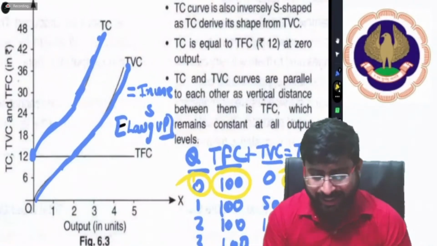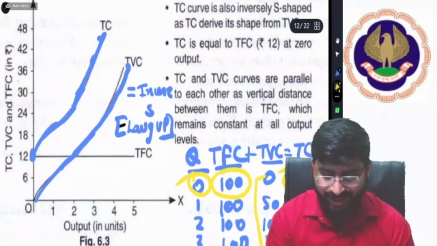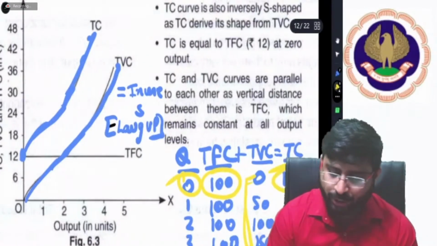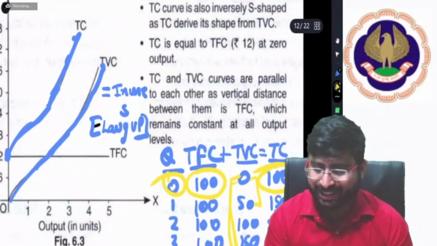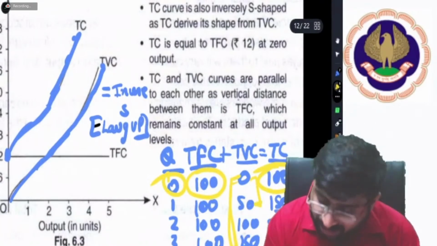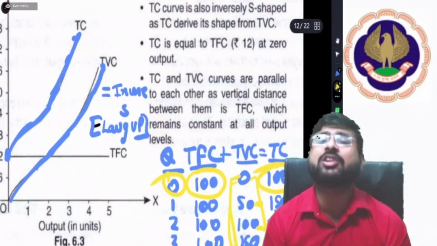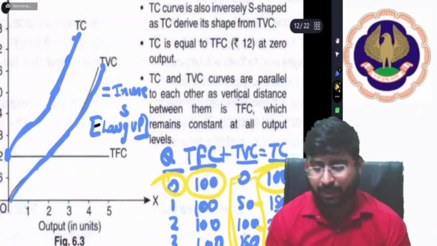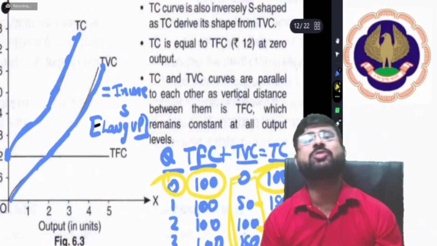But look at TVC, how TVC is changing. See here, TVC has increased by 50, so TC has increased by 50. Here TVC has increased by 50, again TC has increased by 50. Here TVC has increased by 50, again TC has increased by 50.